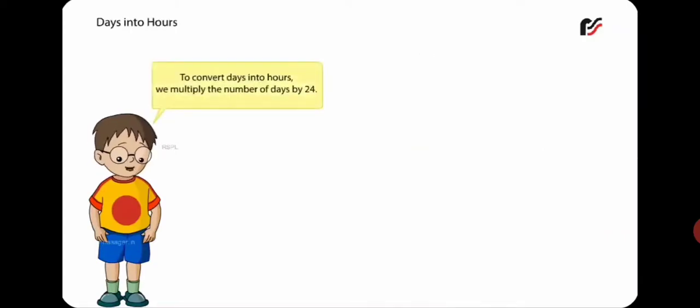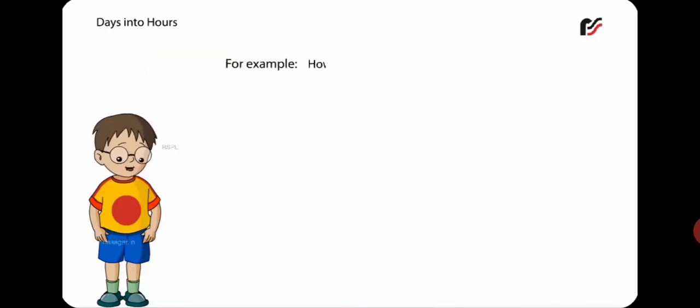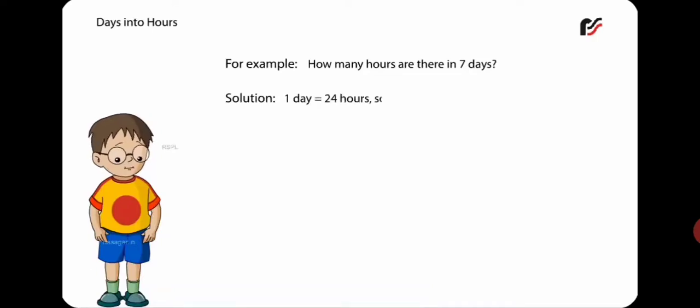Days into hours. To convert days into hours, we multiply the number of days by 24. For example, how many hours are there in 7 days? Solution. 1 day equal to 24 hours. 7 days equal to 7 into 24, which is equal to 168 hours.